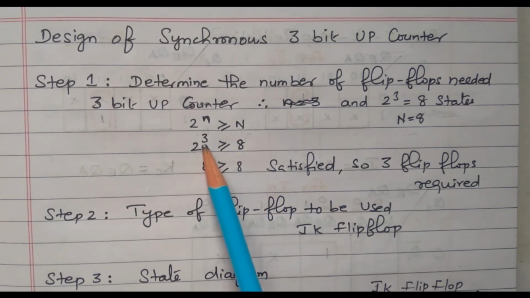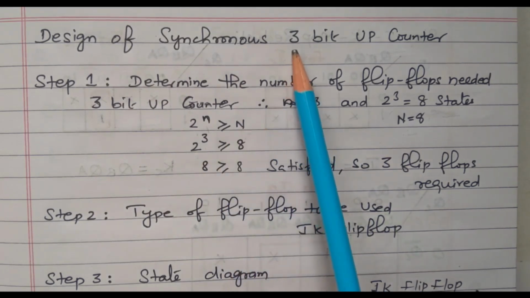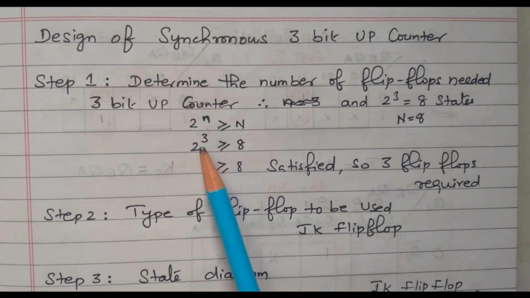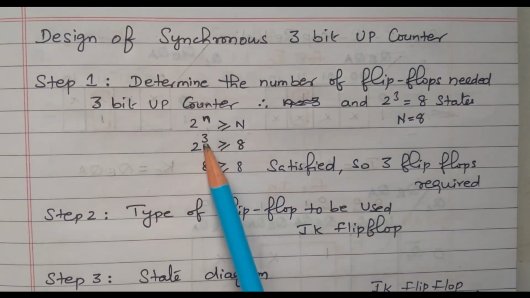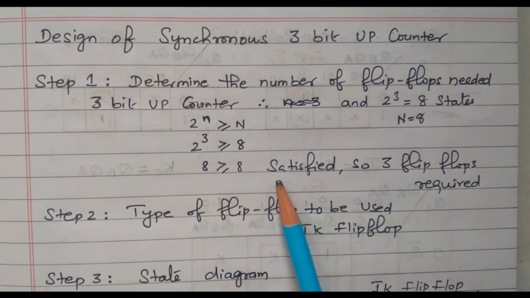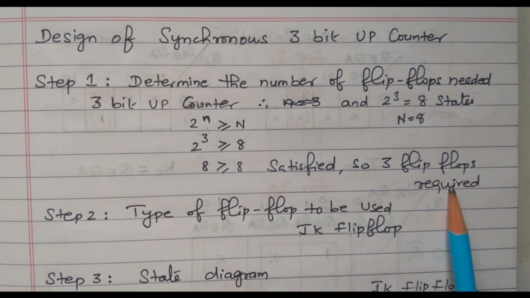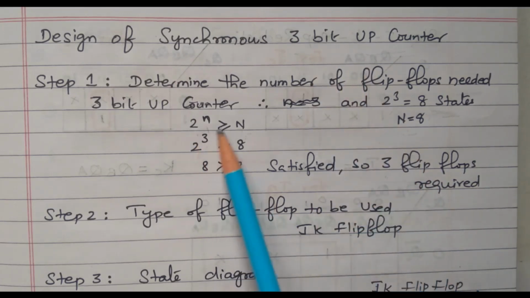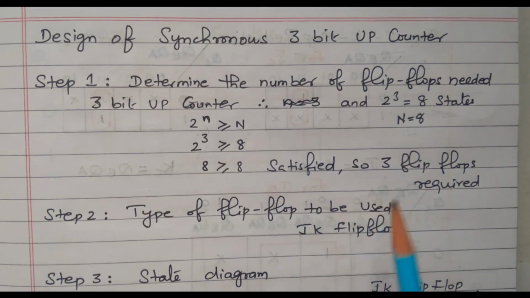Now we'll substitute 2 to the power 3. In this problem it is clearly given 3-bit, so definitely we need 3 flip-flops, right? So we'll directly substitute n equal to 3. 2 to the power 3 greater than or equal to 8. So 2 to the power 3 is nothing but 8. 8 greater than or equal to 8. So this condition is satisfied, both sides we have 8. So 3 flip-flops are required. Right, so in order to design a 3-bit up counter, what do we need? 3 flip-flops. From this condition we identify that 3 flip-flops are required.